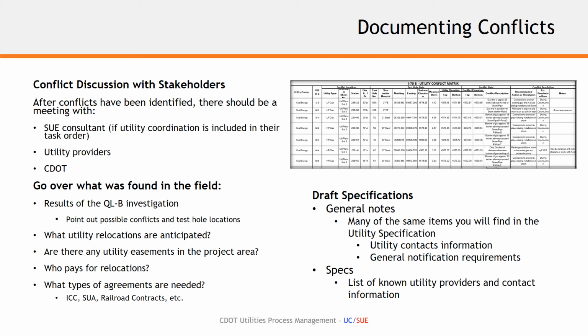And then finally, the use of the utility conflict matrix and this process will help finalize the utility specifications at the FOR level, and then prepare those for PS&E.